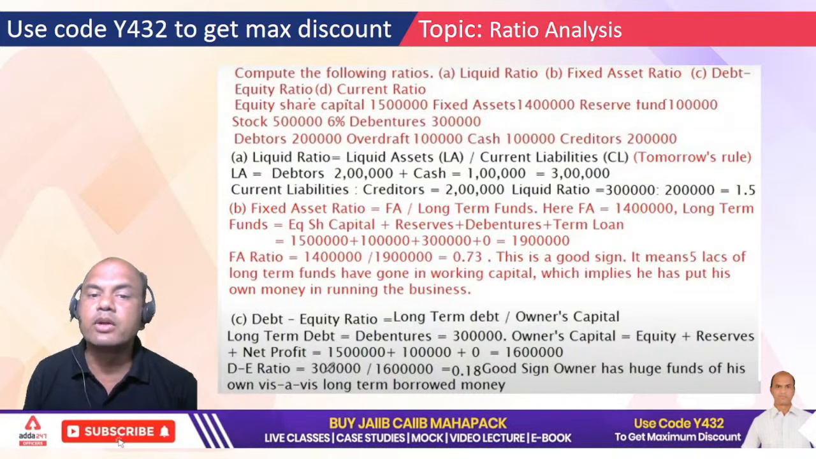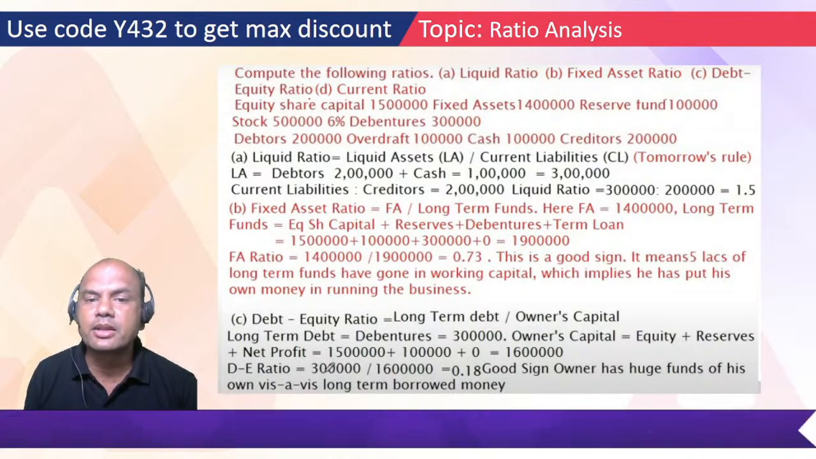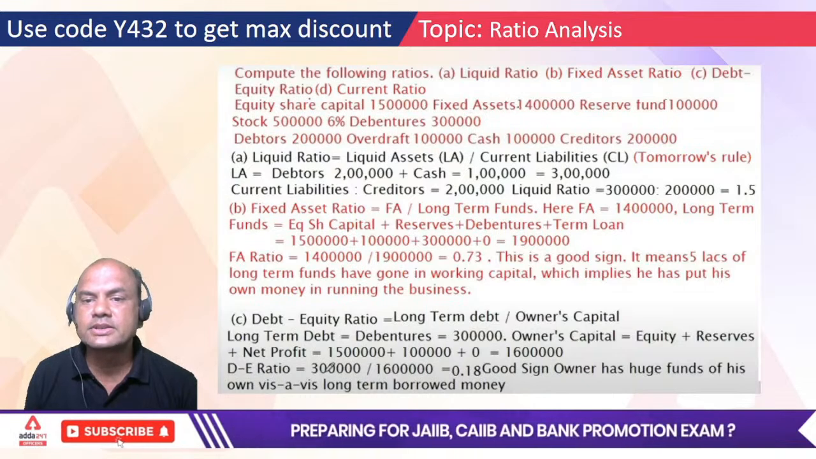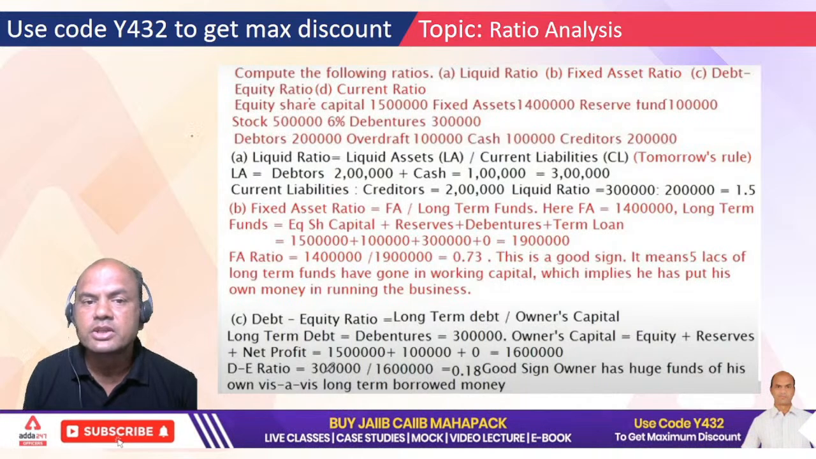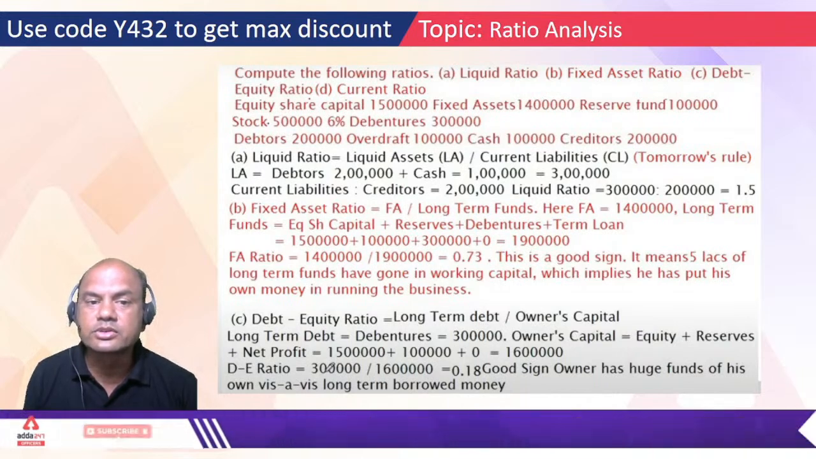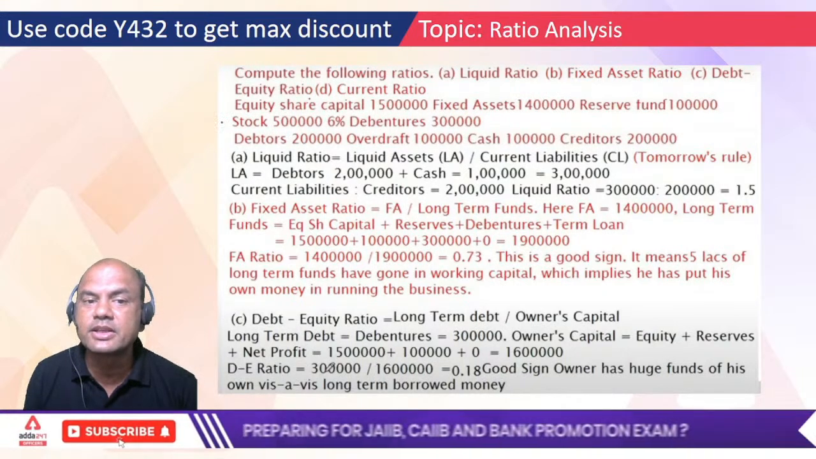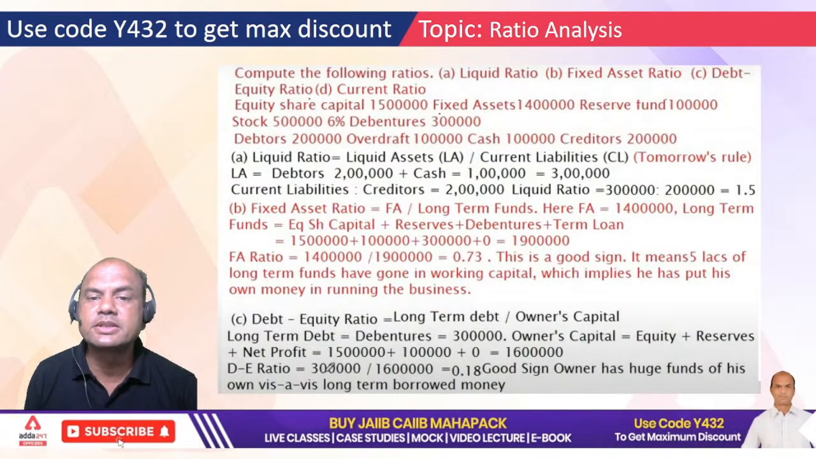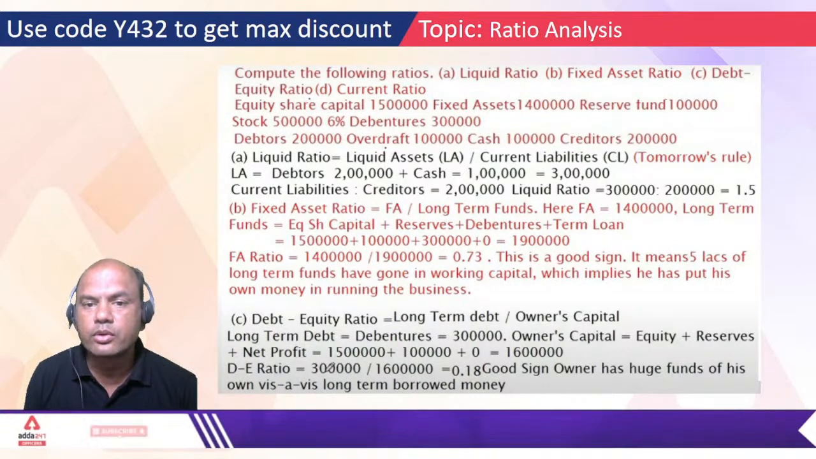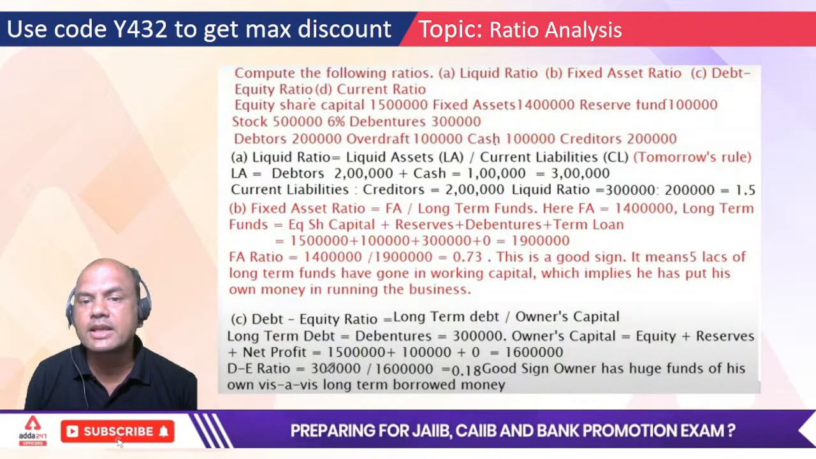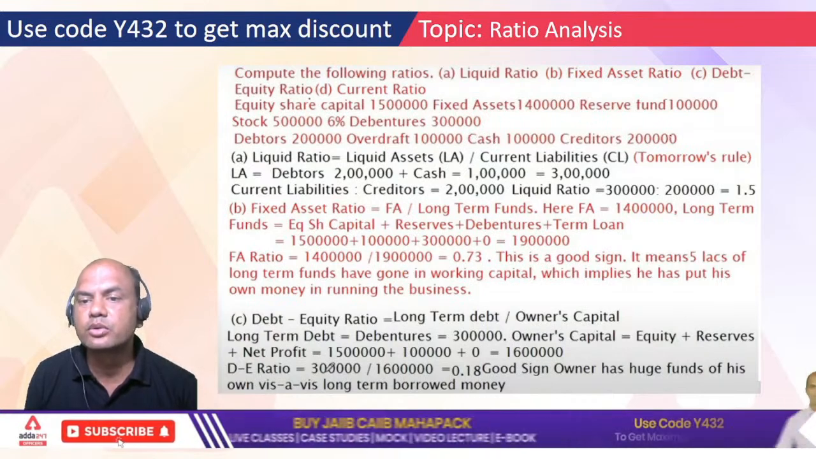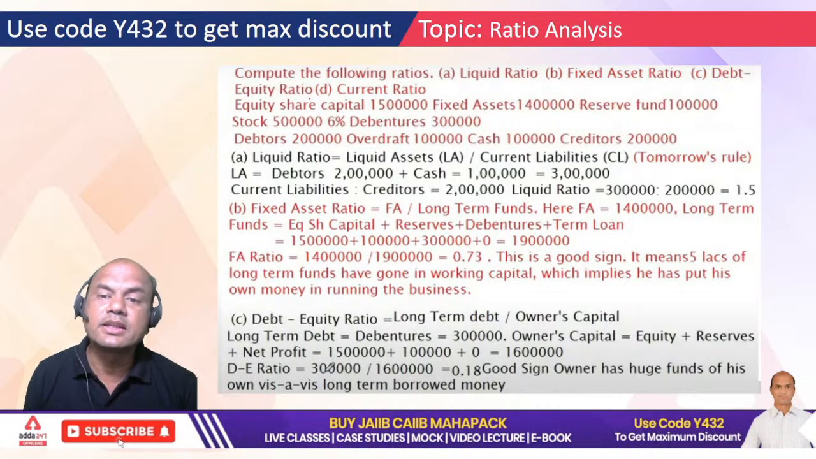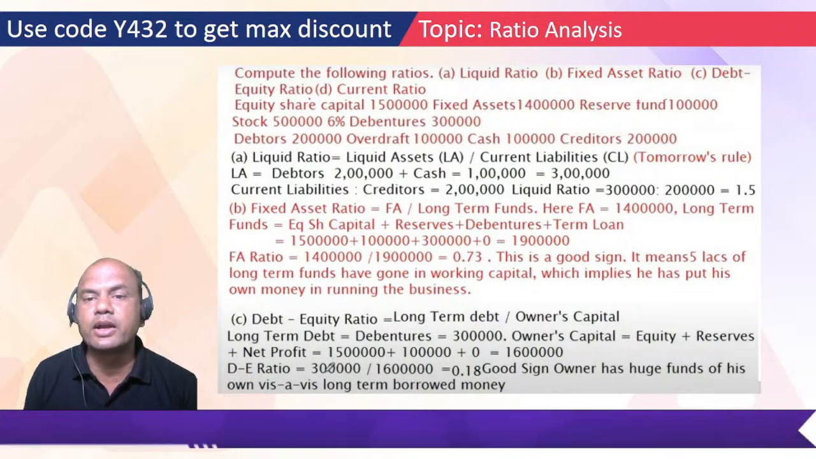And what is given? Equity share capital 15 lakhs, fixed assets 14 lakhs, reserve funds 1 lakh, stocks 5 lakhs. Now stock here doesn't mean shares, it means inventory. 6% debentures 3 lakh. Then debtors 2 lakh, OD 1 lakh, cash 1 lakh, creditors 2 lakh. So these are the things which are given, and you have to find out these ratios.